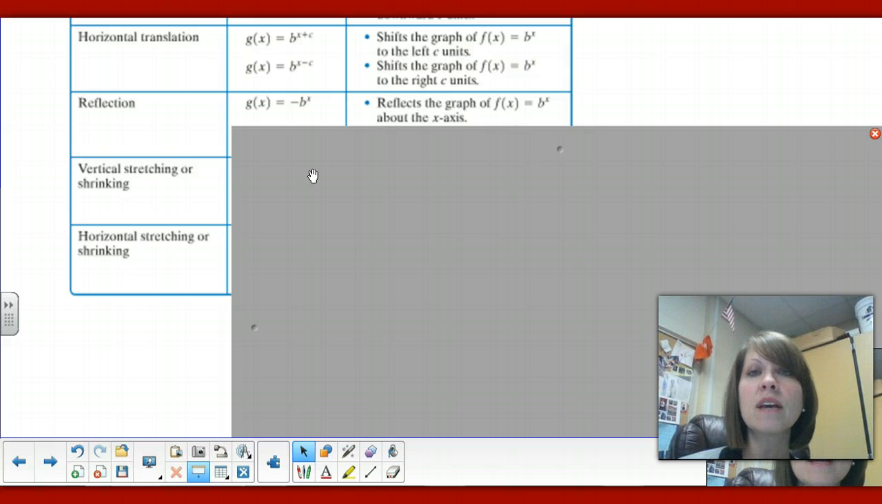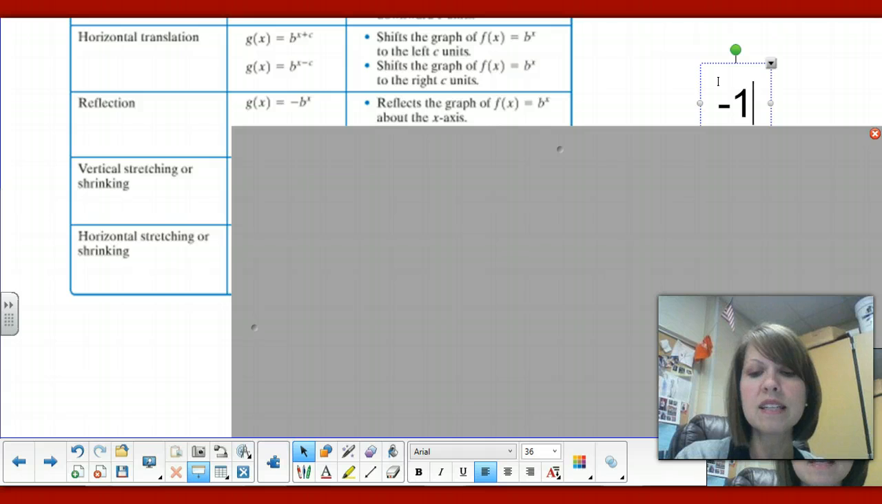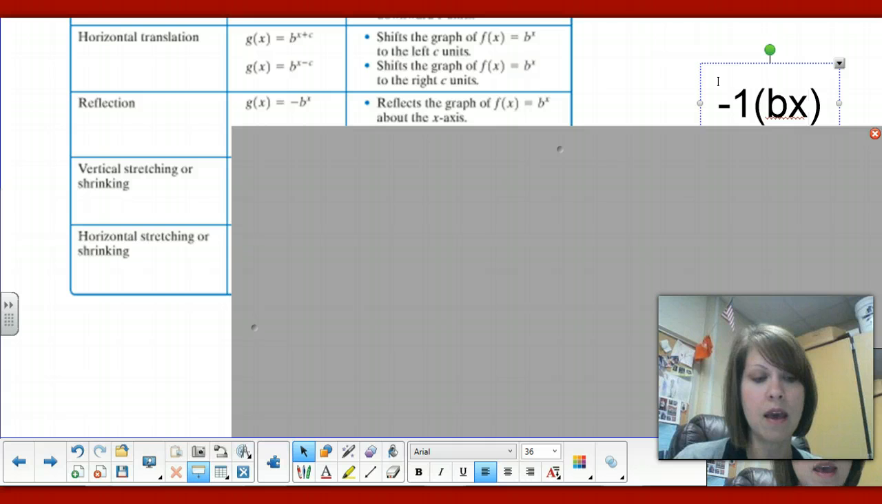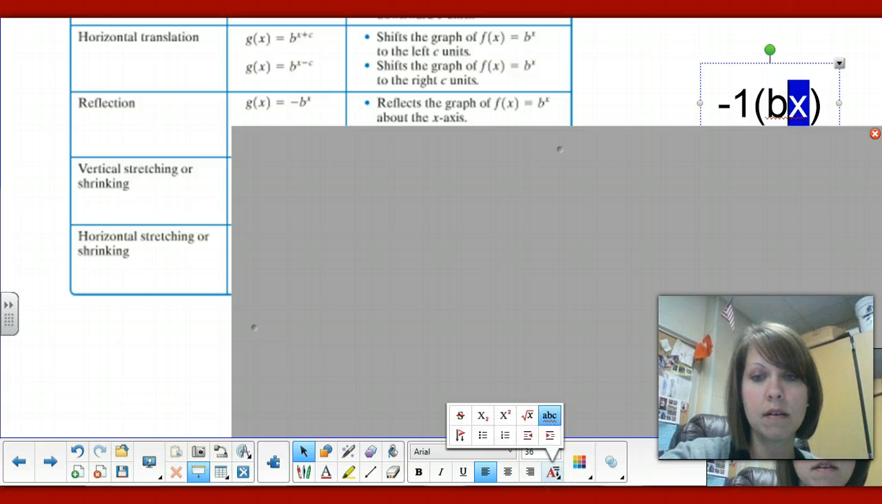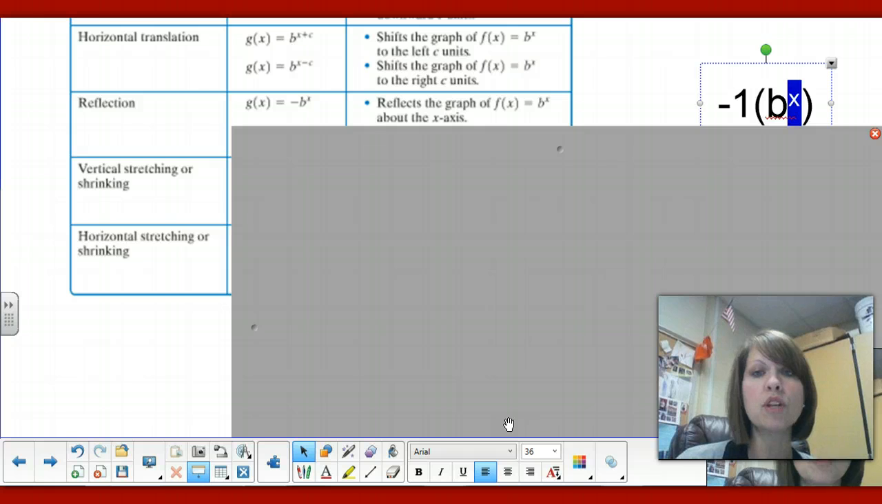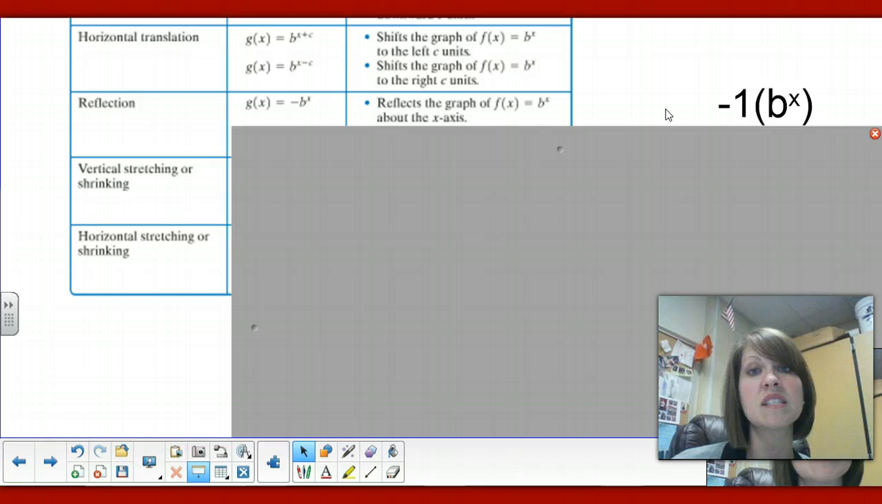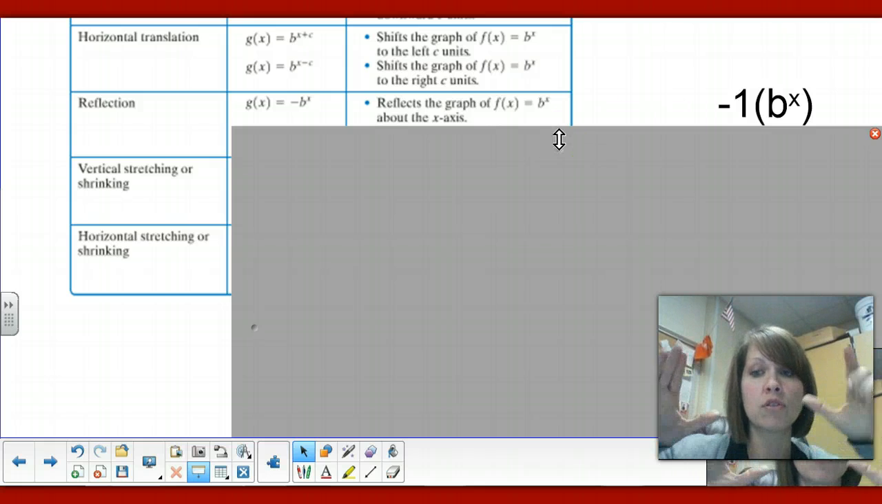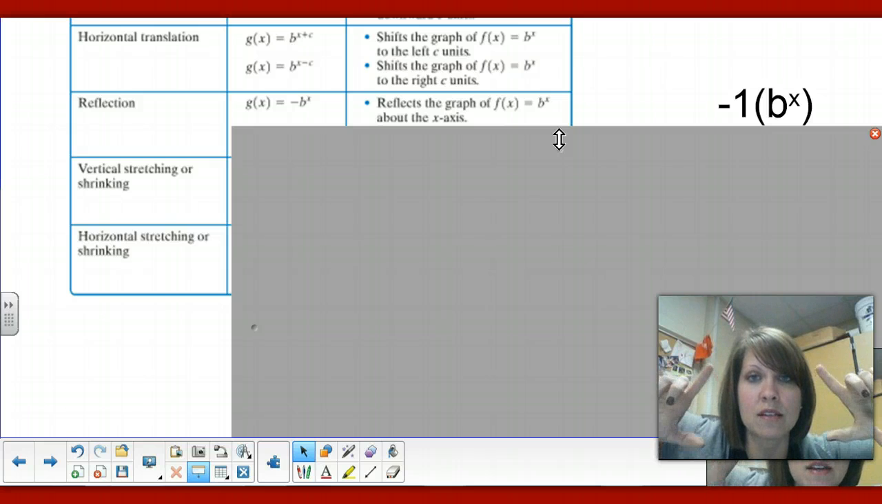Some of you may be looking at this right now and saying, but I didn't think b could be negative. This b is not negative. This is -1 times b to the x. So when you see the negative there in front, it is not saying the b is negative. It's saying it's taking a negative multiplied by the b to the x. That causes a vertical reflection, so it's going to reflect over the x-axis.